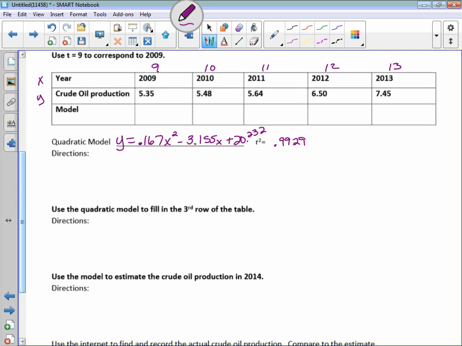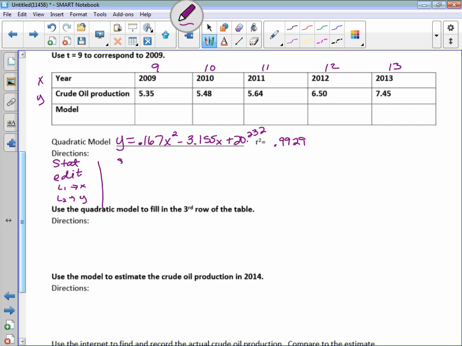All right, so let's jot down these directions so you have them to reference back to. It starts the same way. Stat, edit. You've got your L1, which is your x values, and your L2, which is your y values. These steps will be very stuck in your head after this.